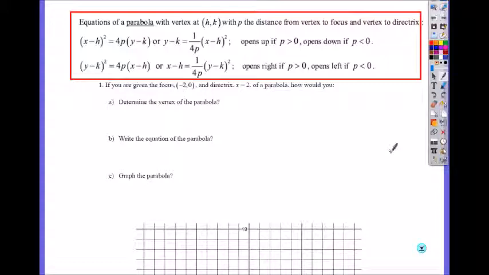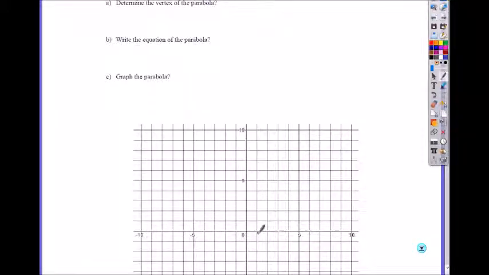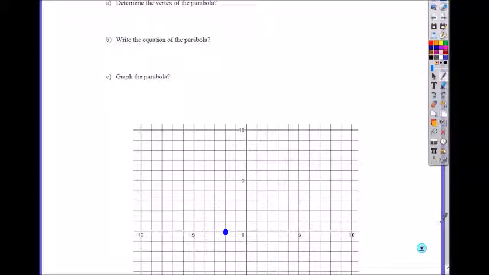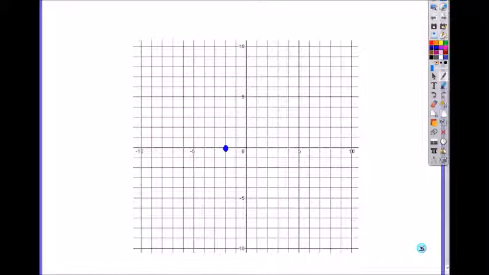So if you're given the focus at -2, 0, so here's -2, 0. Now it's going by ones. And the directrix was at x equals 2. If you don't know how to graph x equals 2, I'm sorry, you probably cannot graph the parabola. It's a vertical line, x equals 2. Any questions? So when they just give you a focus and directrix, you can find the equation of the parabola and you can graph it too.